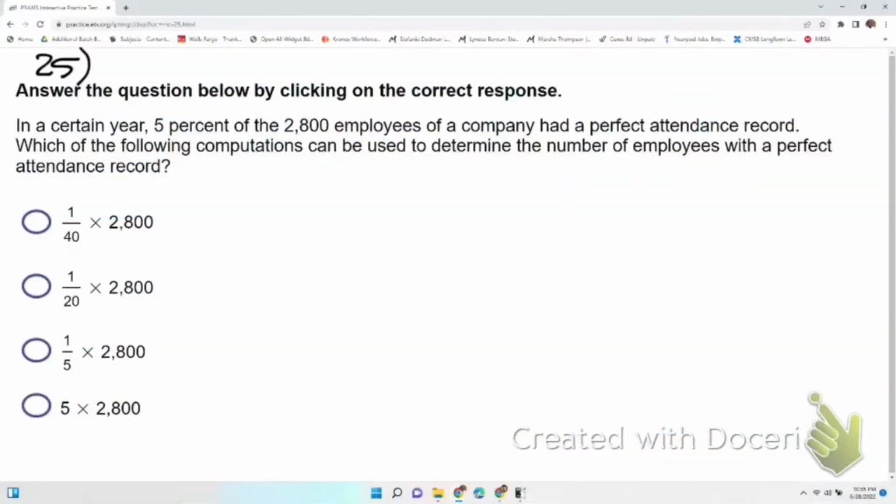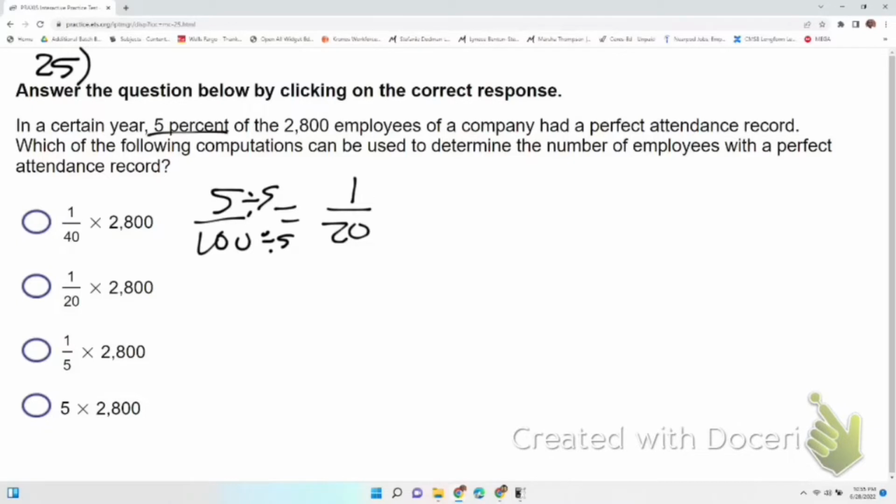Income the student, employees in a company had a perfect attendance record, which of the following computations can be used to determine the number of employees with a perfect attendance record? You have to understand that 5% is the same as saying 5 over 100, right? 5 out of 100. If you reduce that fraction, it's the same as 1 over 20, because 5 divided by 5 is 1, and 100 divided by 5 is 20.